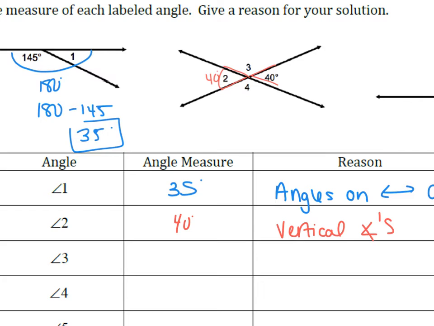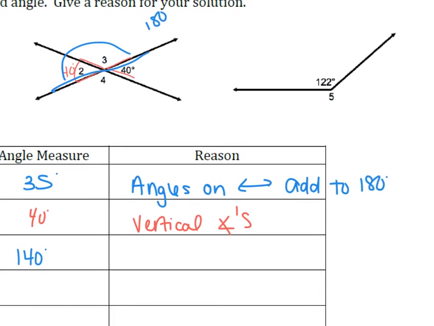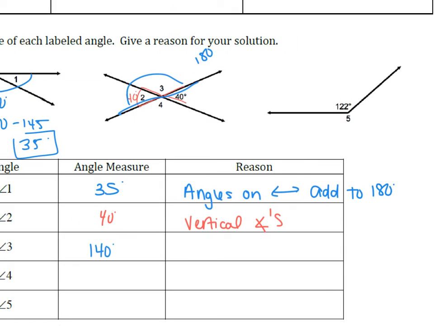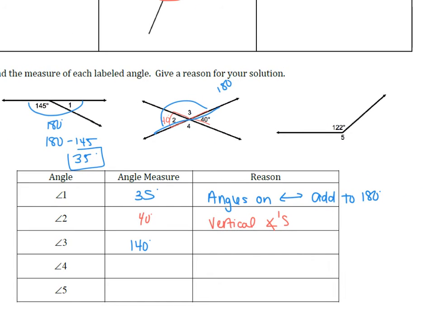Now I need to find number 3. Well, number 3 is very similar to our first example. I know angles on the same line add up to 180. So what's 180 minus 40? 180 minus 40 is 140. Very good. And my reasoning would be the exact same as my previous example. Angles on a line add up to 180.